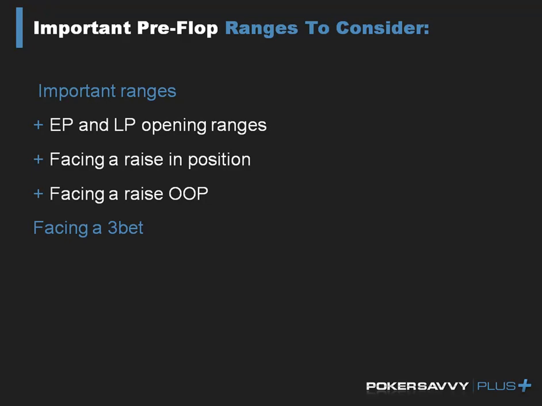I mean, you're getting people 3-betting 10-12% of hands in some of the mid-stakes games. And when you get into those types of dynamics, it becomes important to be able to 4-bet light, and also just generally to be able to play in 3-bet pots.